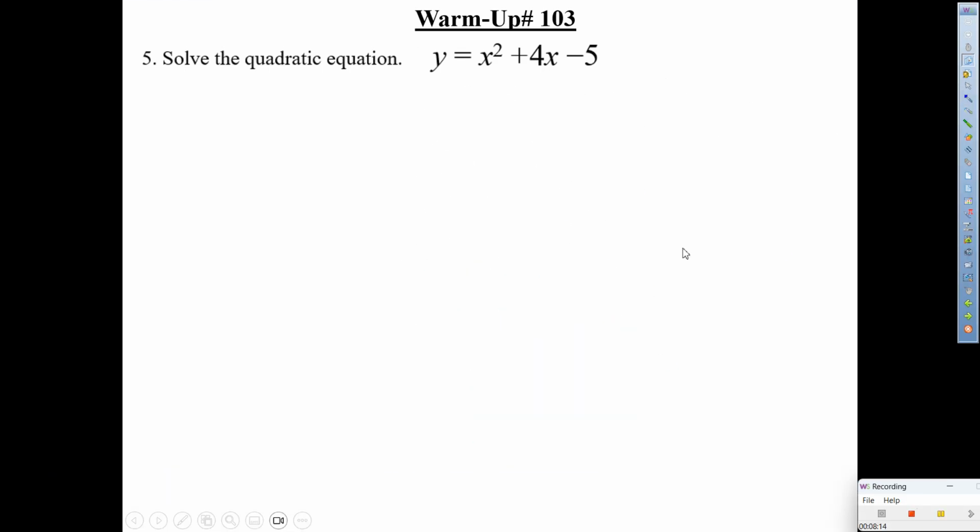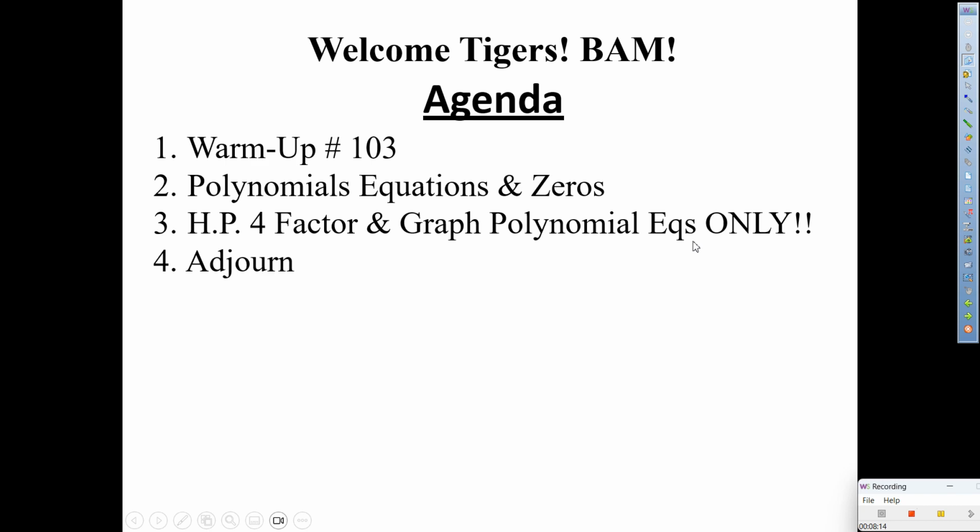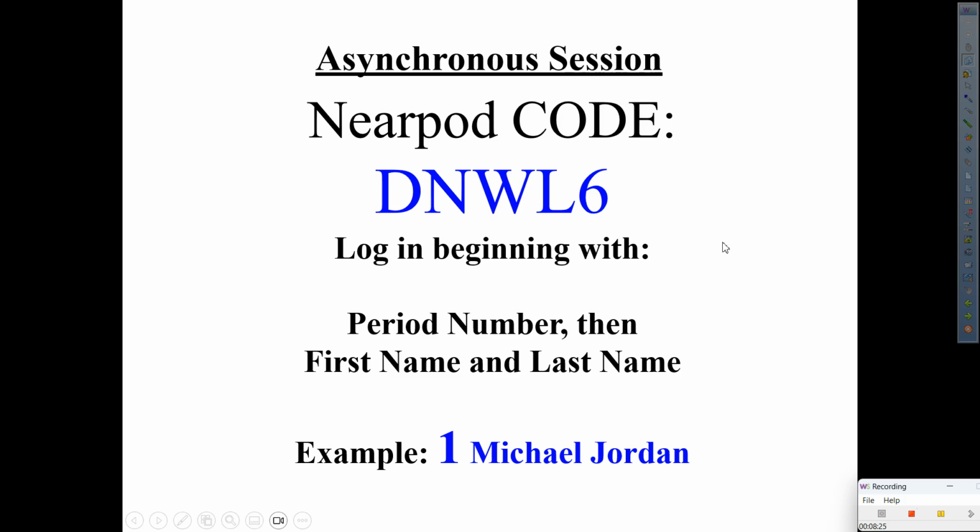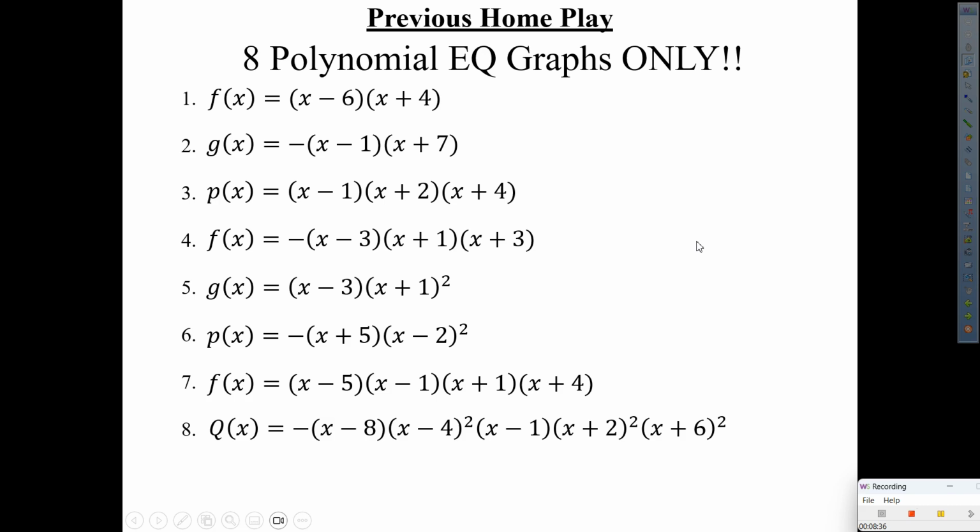All right? The agenda for today is warm-up 103. I wrote it on top of that handout, polynomial equations and zeros. Tonight's home play is 4-factor and graph polynomial equations. Copy this code, please, DNWL6. That's to access the home play for tonight. Last night's home play were 8 graphs, so go to Canvas, turn that in right now, please.